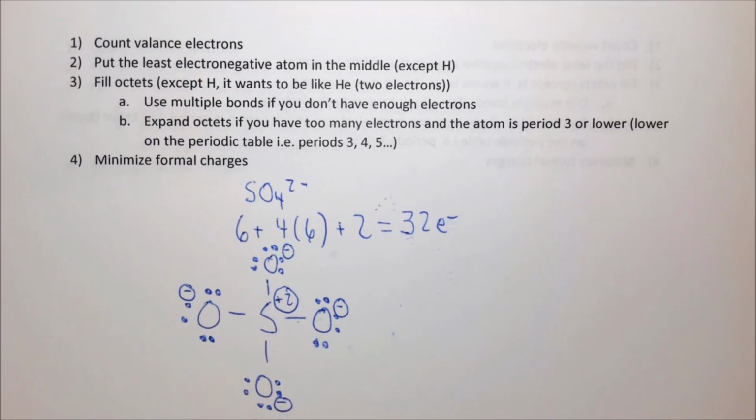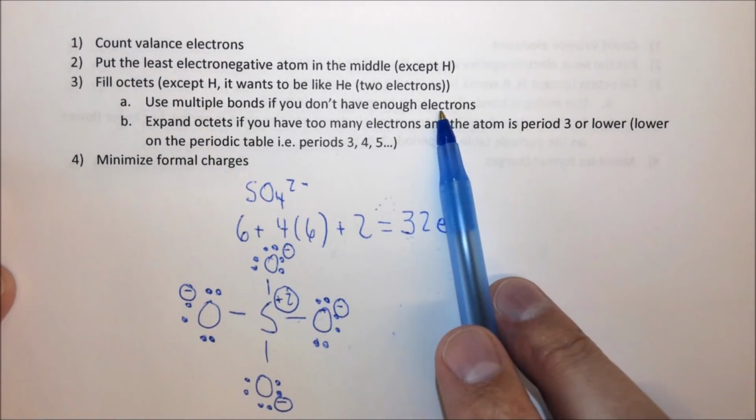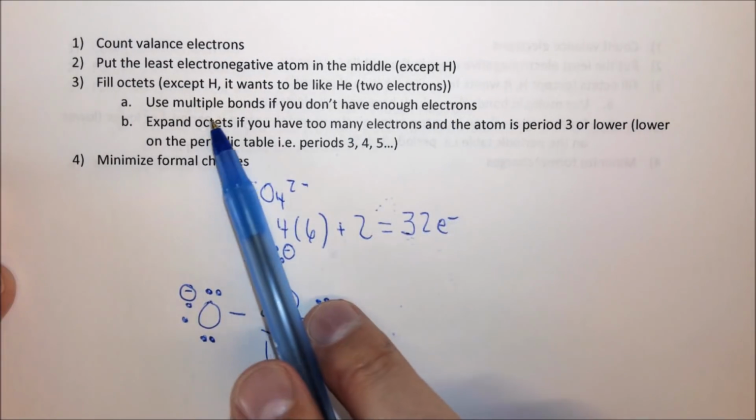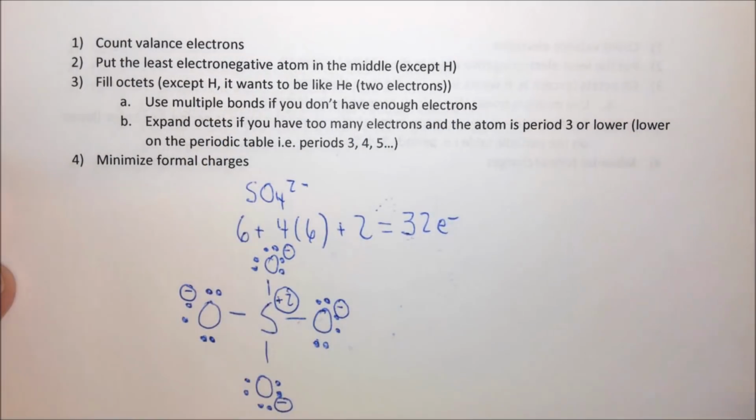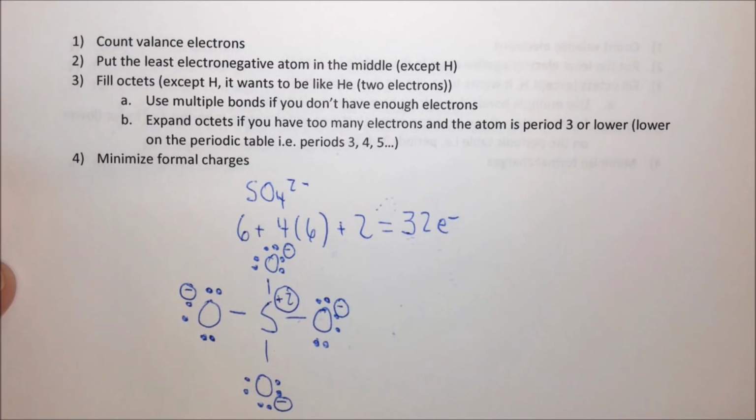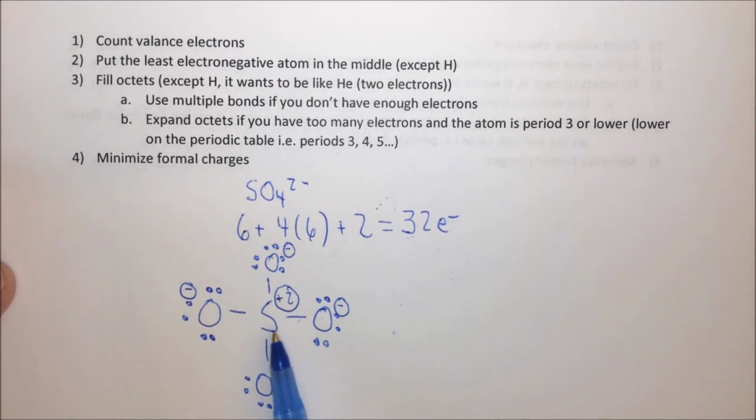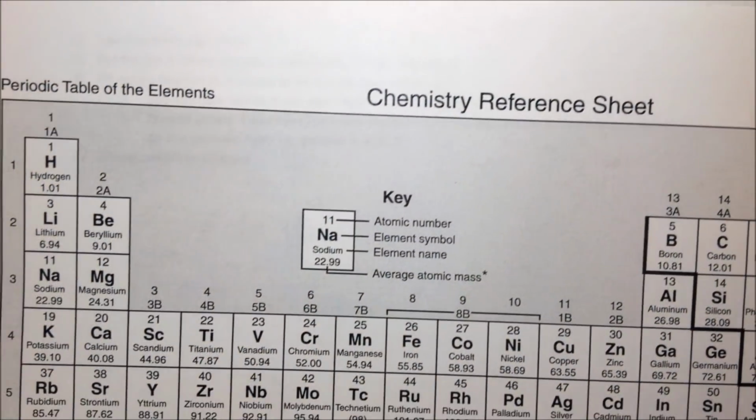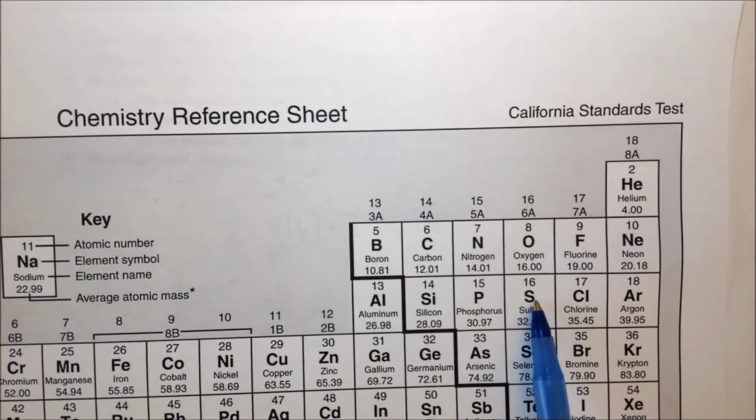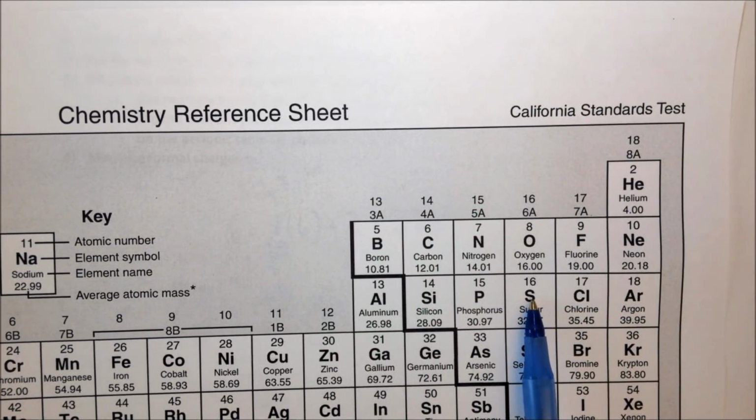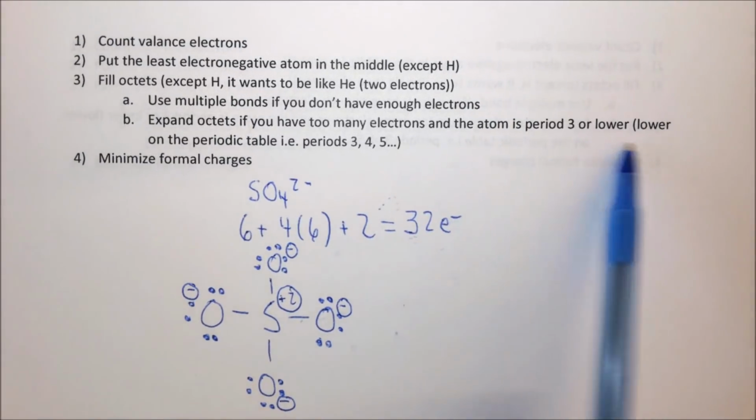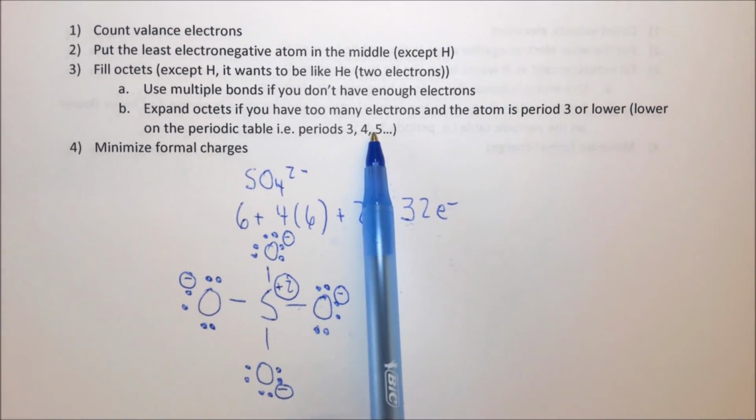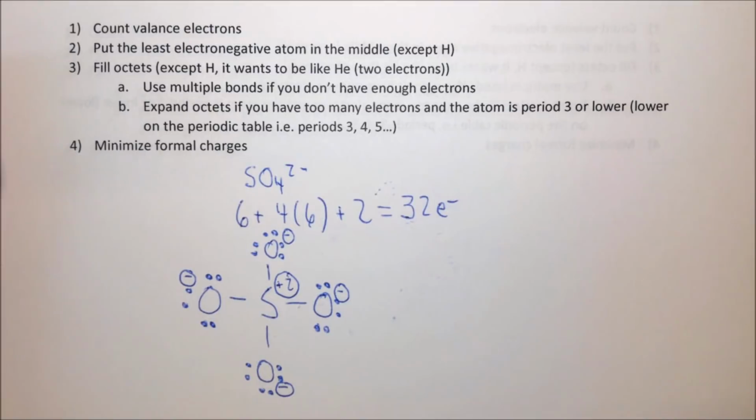So how might we minimize the formal charges? Well, it turns out we can use multiple bonds to minimize formal charges, as well as if we don't have octets. But before we do that, we need to ask ourselves a really important question. Can sulfur expand its octet? When you find sulfur on the periodic table, it's in period 3. Atoms that are period 3 or lower on the periodic table can expand their octet. Sulfur can expand its octet.